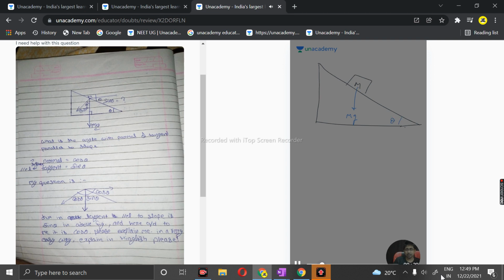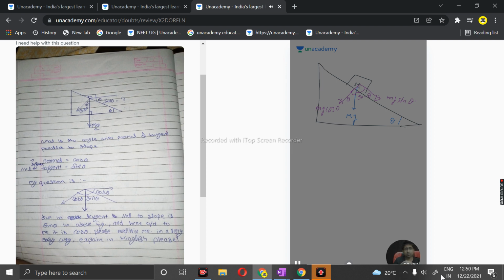So let's understand the angle breaking concept: how you can break the components of this mg. There is a perpendicular component like this, and if this is theta, this is also theta. So this becomes mg cos theta, and this becomes mg sin theta, because this is 90 minus theta, not theta. This entire angle is 90 minus theta. So this is mg sin theta, and this is mg.